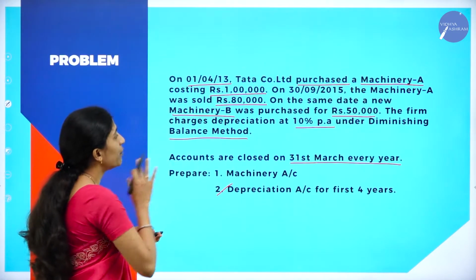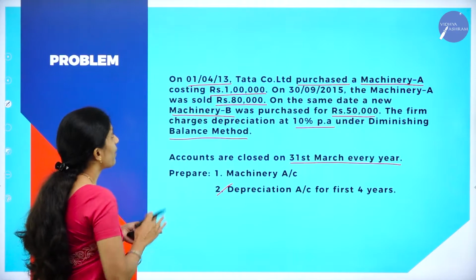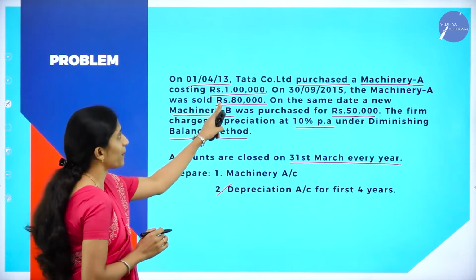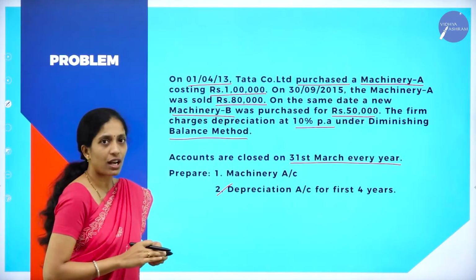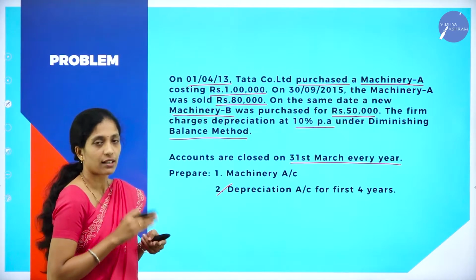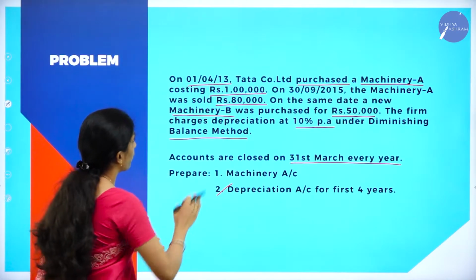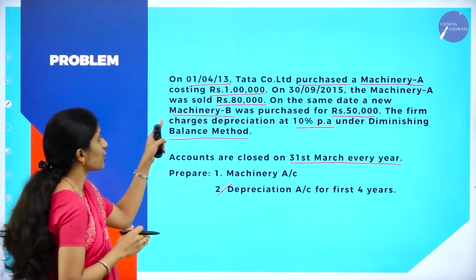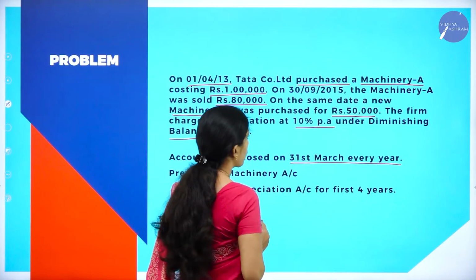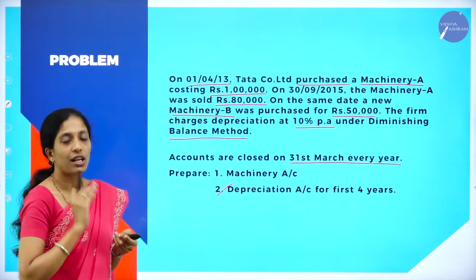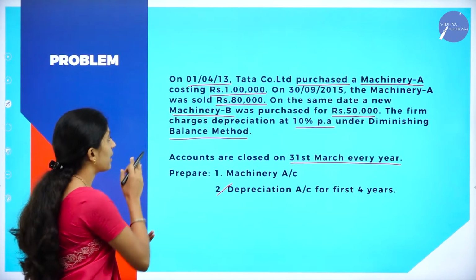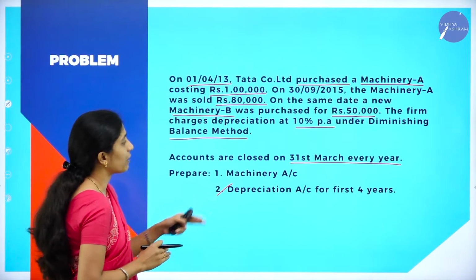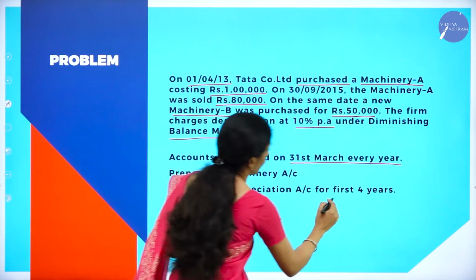Now this is a problem. Hope you are clear with the problem. So once again we shall recall. They have purchased machinery A for rupees 1 lakh, and on 30/9/2015 they have sold that old machinery for rupees 80,000. On the same day, they have purchased one more machine, machinery B, worth rupees 50,000. Depreciation has to be charged at 10% per annum under diminishing balance method, and we have to prepare the machinery account and depreciation account for the first 4 years.